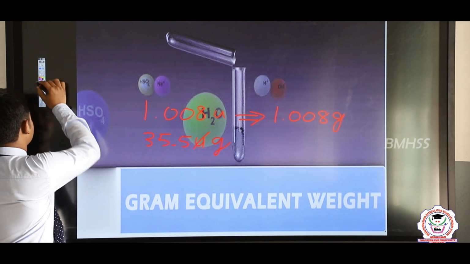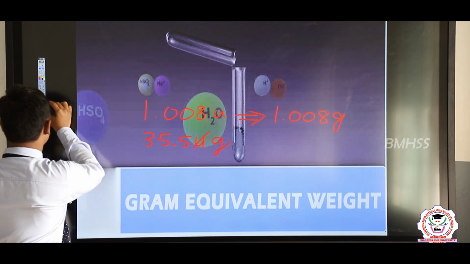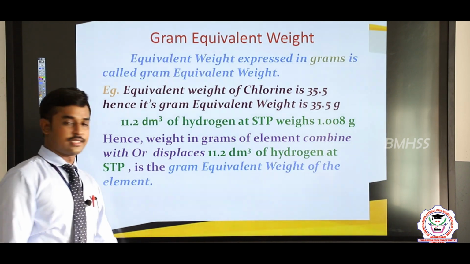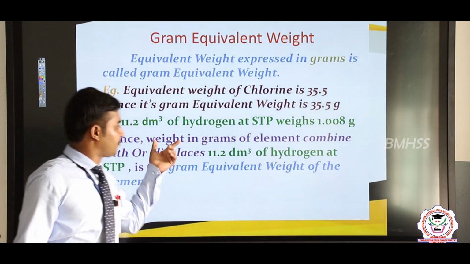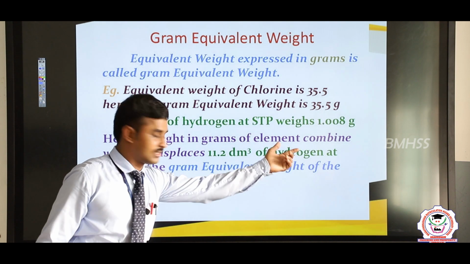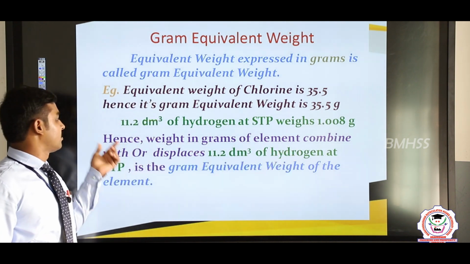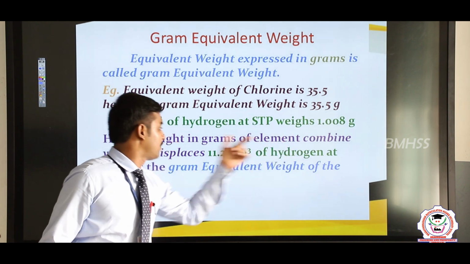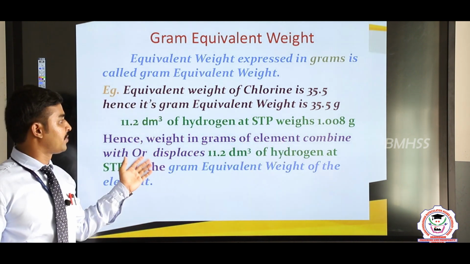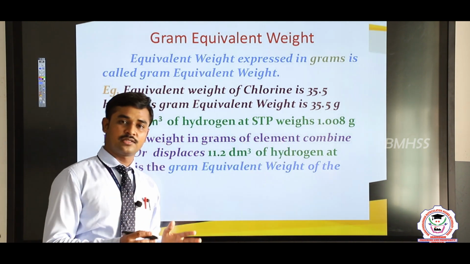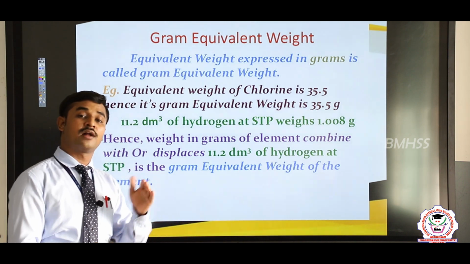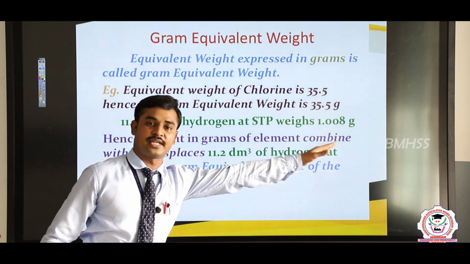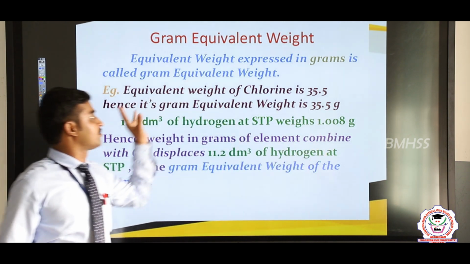First, I show you the definition of gram equivalent mass. The gram equivalent mass is the weight in grams of an element that can combine with or displace 1.008 gram of hydrogen. This is the main point. The element that combines with or displaces hydrogen should be 1.008 gram of hydrogen. This is the gram equivalent mass.